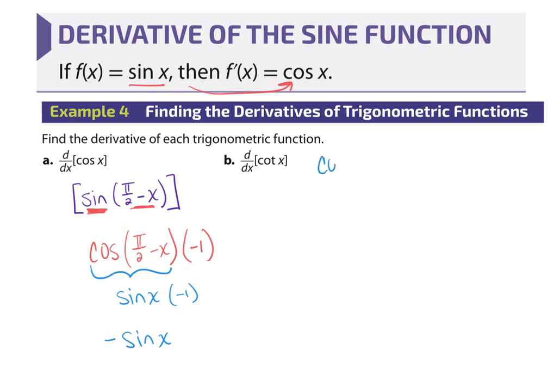Cosine over sine, right? Yep, so cotangent is cosine of x over sine of x. And now, because I know what cosine is, and I know what sine is as far as derivative goes, I can do my quotient rule, right? And so if this is my f and this is my g, then the derivative of my f is going to be negative sine of x. The derivative of my g is going to be just cosine of x, right? And now I can do my quotient rule here.